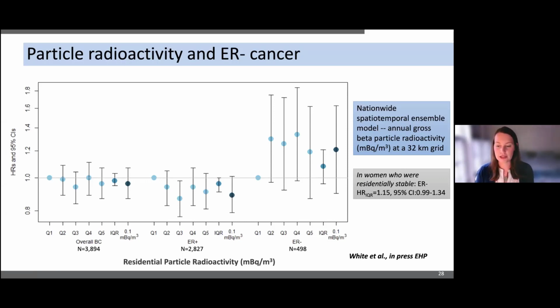We have fewer ER-negative tumors in this population, so our confidence intervals are a bit wider. But we do see this suggestive increase across all of the quintiles. When we limited this to women who were residentially stable at baseline, meaning that they had reported living at their baseline address for more than 10 years, these findings were strengthened. This paper is currently in press at EHP. These findings are really interesting, and I hope that we can apply this exposure model in other populations to confirm these findings.